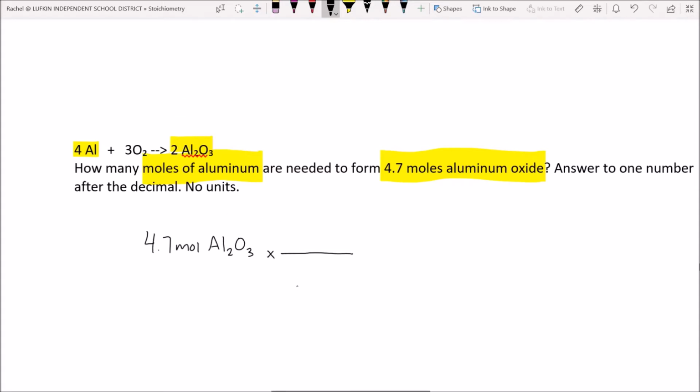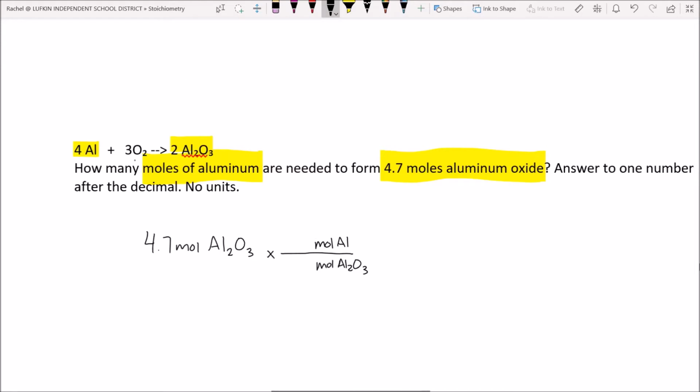So we're going to put in our relationship here. What do we put on top? Yes, you put what you're trying to get to, so moles of aluminum. What do we have to put on bottom? Yeah, what you have, because you want it to cancel out. So we haven't put in any numbers yet, but now we know I need to find a relationship between moles of aluminum and moles of aluminum oxide. And when you have a mole to mole fraction, you look at the equation, okay?